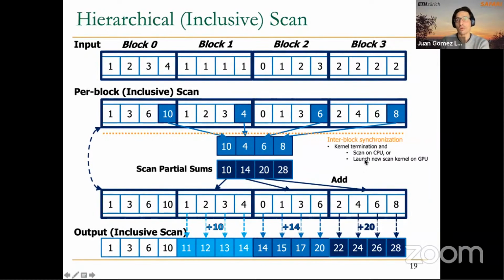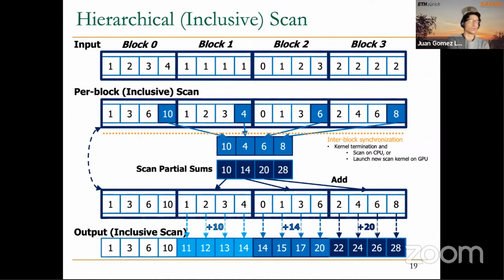That will depend on how large this small array is. If it's only 4 elements, for sure you don't need a GPU for that. You can do the scan operation on the CPU. In the end, the input array might have millions of elements, so probably this array of partial sums will be as well quite long. So we might prefer to launch a new scan kernel to perform this scan operation. So there is some recursiveness as well, as you see here.